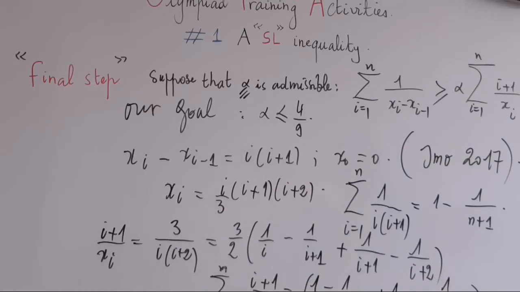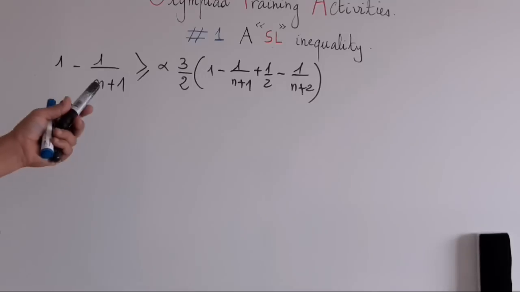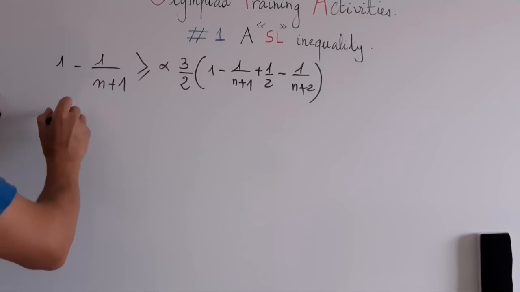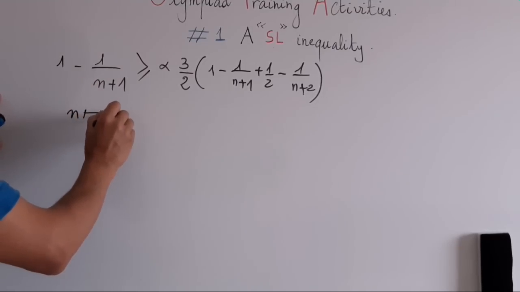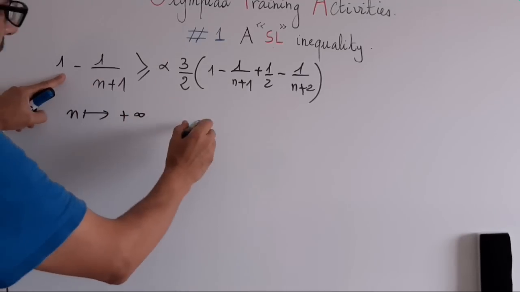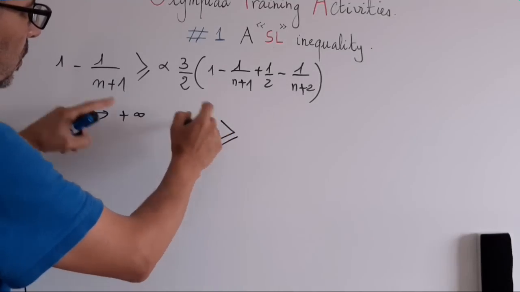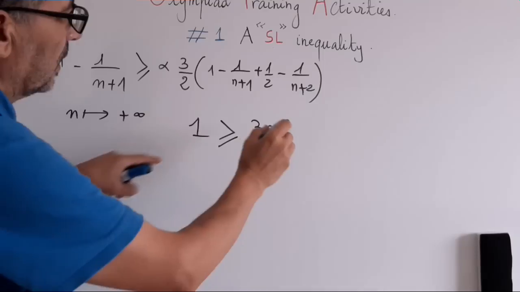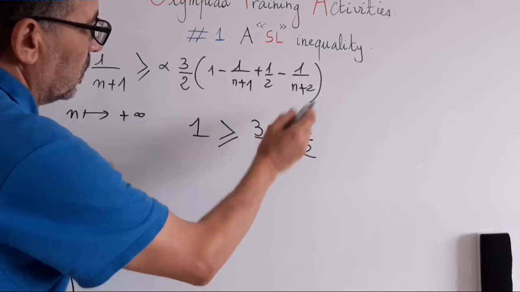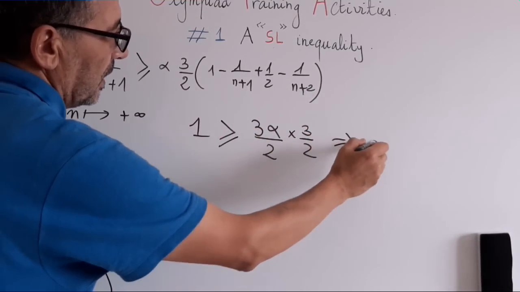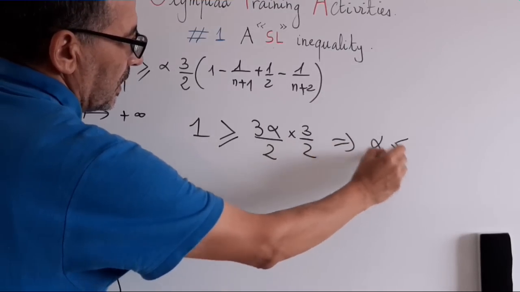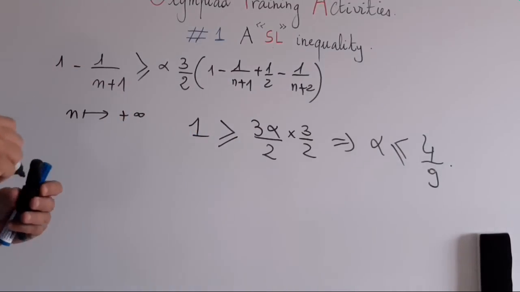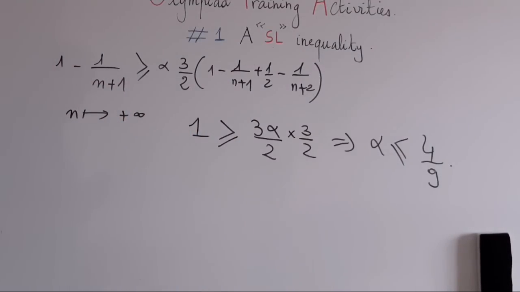Okay, now it remains to conclude. We conclude now with those last lines. Let n tend to infinity, so we will obtain here 1 is more or equal than 3 alpha over 2 times 3 over 2, which implies that alpha is less or equal than 4 over 9. The solution is now complete.